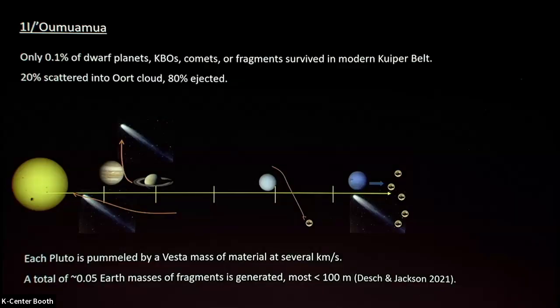Looking at the amount of mass that potentially hit each one of those, each Pluto would have been pummeled by a Vesta mass of Kuiper Belt object material at speeds that are typically 3 to 5 kilometers a second. And so this could knock off a large number of fragments. All of these fragments would be ejected, 20% put into the Oort cloud and 80% ejected into the interstellar medium. And we predict something like 0.05 Earth masses of fragments generated and ejected from the system. Most of them would be very small, under 100 meters.